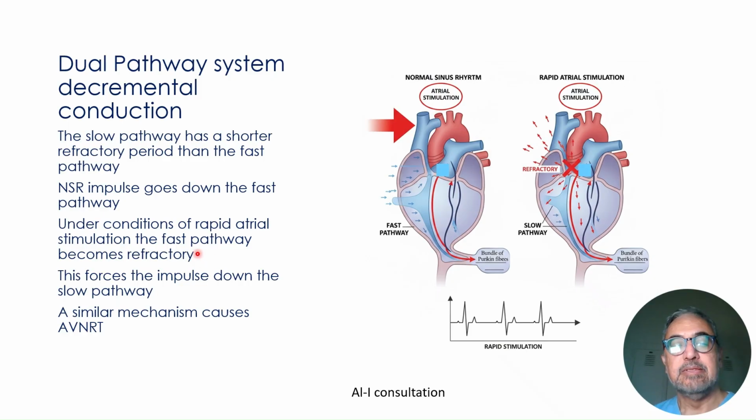The dual pathway system causes decremental conduction. The slow pathway has a shorter refractory period than the fast pathway. Sinus rhythm impulse goes down the fast pathway. Under conditions of rapid atrial stimulation, the fast pathway becomes refractory. This forces the impulse down the slow pathway. A similar mechanism causes AV nodal reentrant tachycardia.